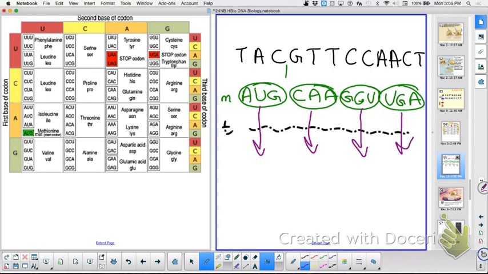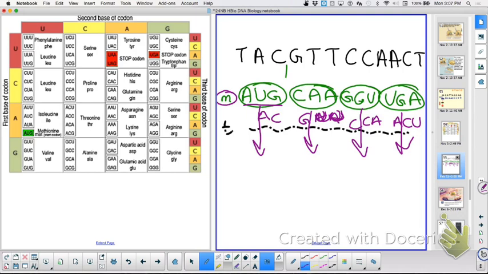Because I could say what the tRNA would be. It would be UAC, right? GUU, sorry, my bad. GUU, and then CCA and ACU, right? But I don't care about that because all I have to do is look up the mRNA.